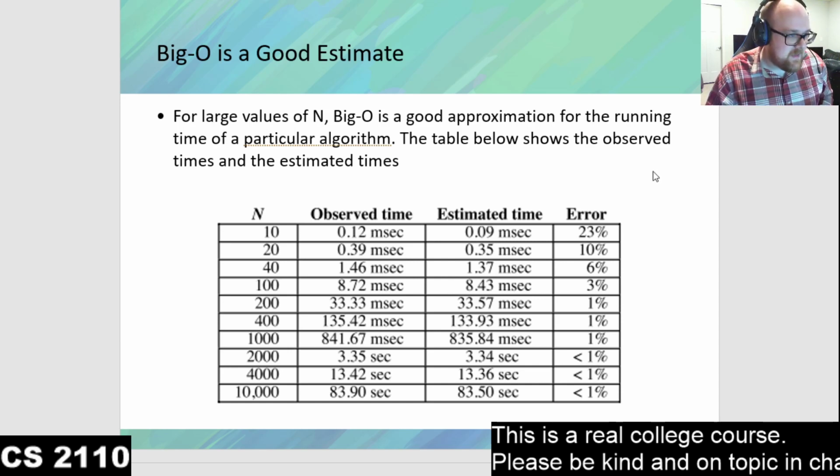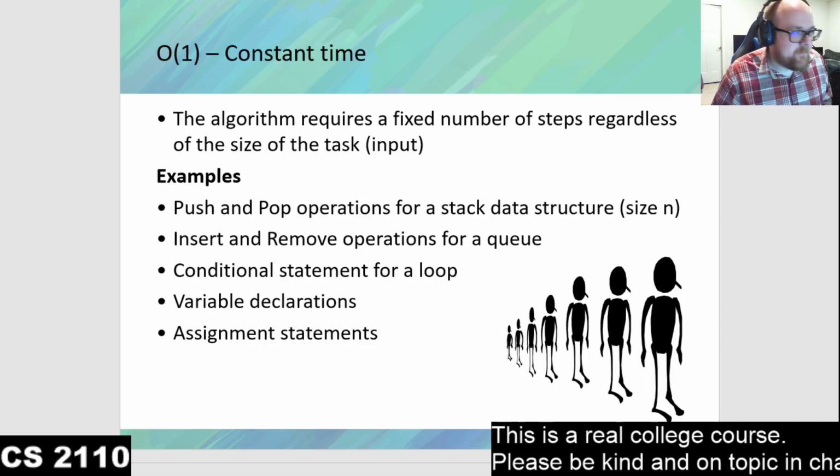The point is that our estimate will initially have a bad error. If we have a good big O approximation for small values of n, the error margin will still be high. But as n gets larger and larger, the results get more and more consistent. So this is why we're thinking of things in terms of large values. So now, let's look at some examples.